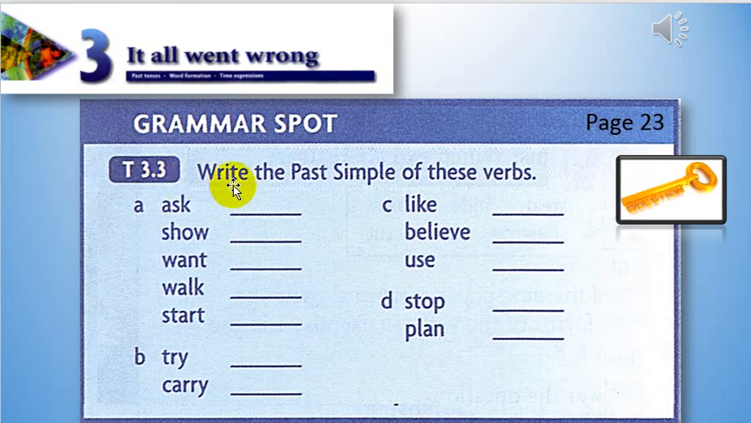3.3 says, write the past simple of these verbs. You can see they are divided into 4 groups, A, B, C, D. We will listen now and I'll tell you why they divided this way. Listen to the solution. Tape script 3.3.